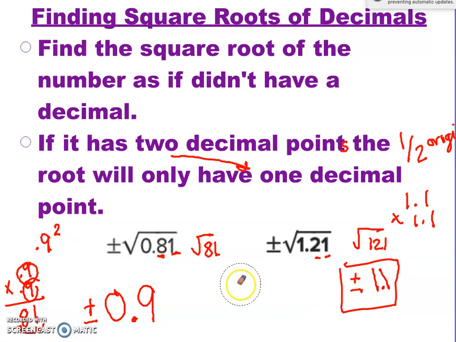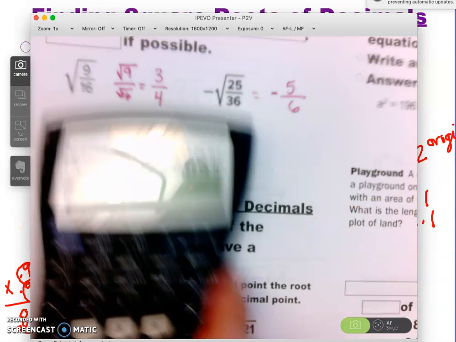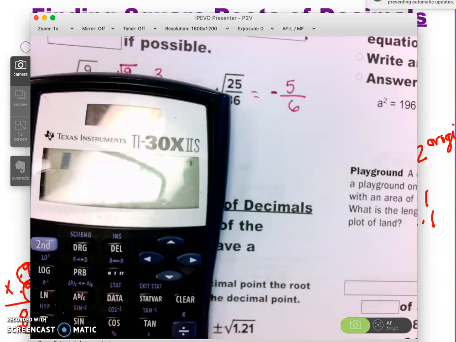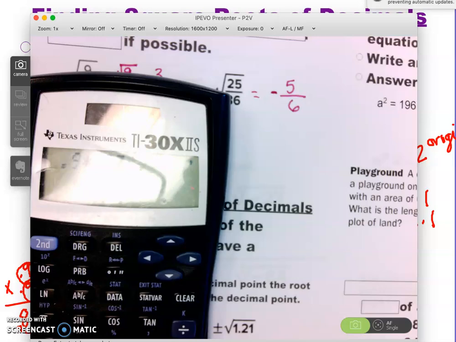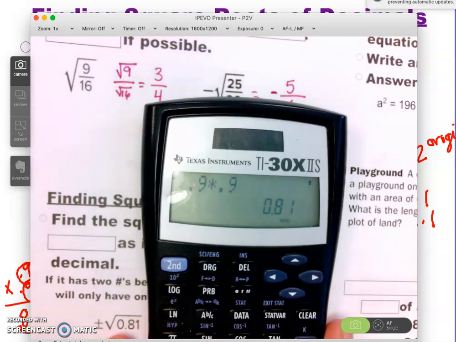And again, you should check your answer with a calculator. Put in 0.9 times 0.9, and I should get 0.81. Oh, there we go. I should get whatever is inside of the radical symbol, and I do.